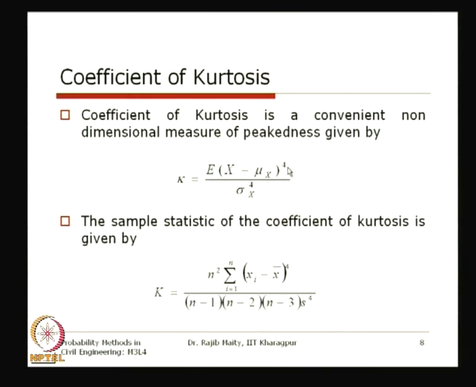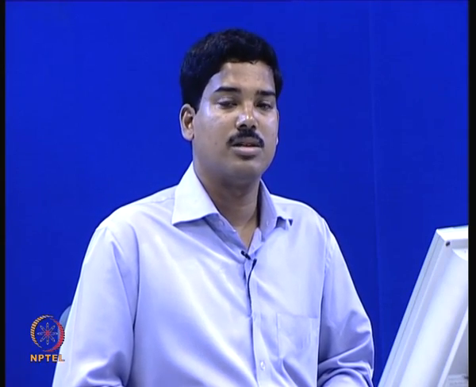Now what is important here: what does the coefficient of kurtosis imply? For example, we have seen what the mean implies, because it is a central tendency; then the coefficient of variation indicates the dispersion with respect to the mean. Then skewness shows whether it is more spread towards the right hand side of the mean or the left hand side of the mean.